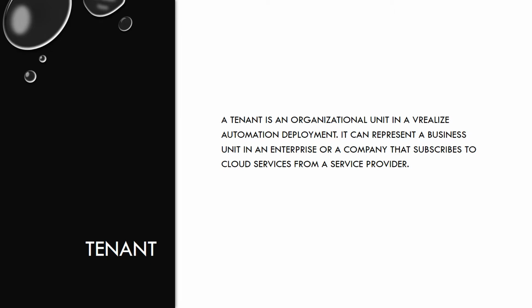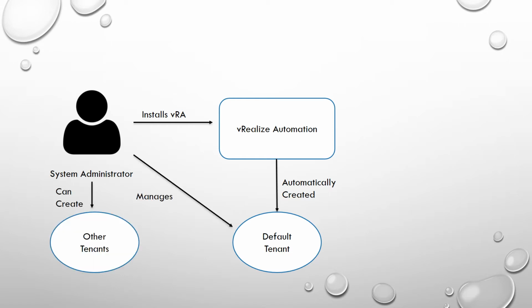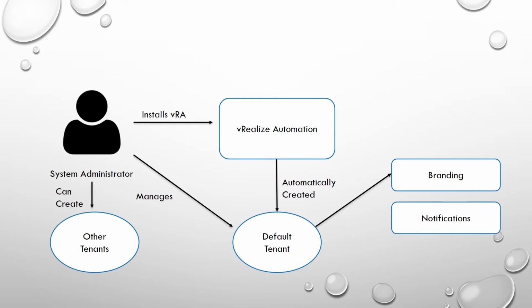As mentioned in our roles and responsibilities tutorial, the system admin is the one that can create new tenants. During the installation of vRA, a default tenant is created with the built-in system administrator account to log into the vRealize Automation portal. The system admin can configure the default tenant and create other tenants. In the default tenant, the system admin can manage system-wide configurations such as branding and notifications, as well as monitor system logs.